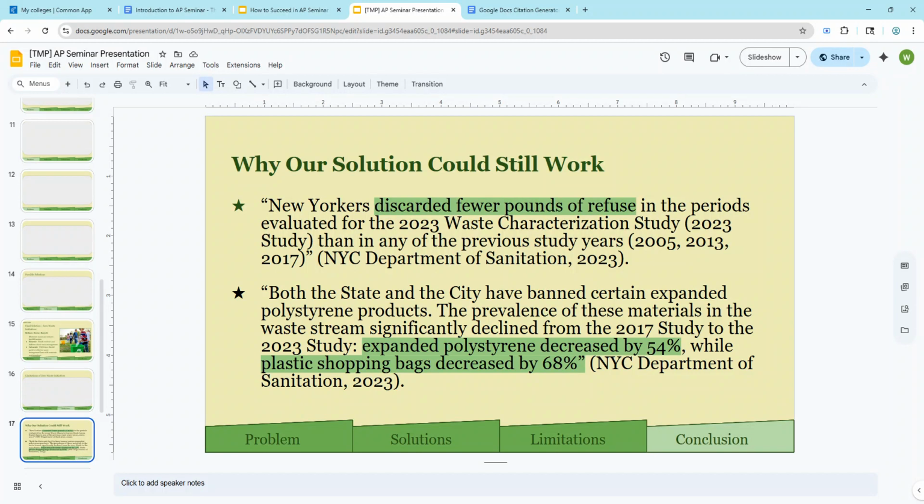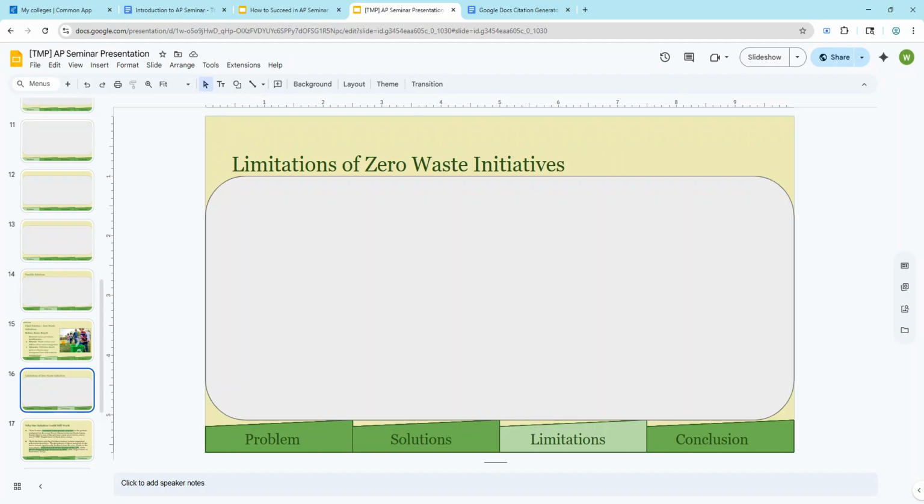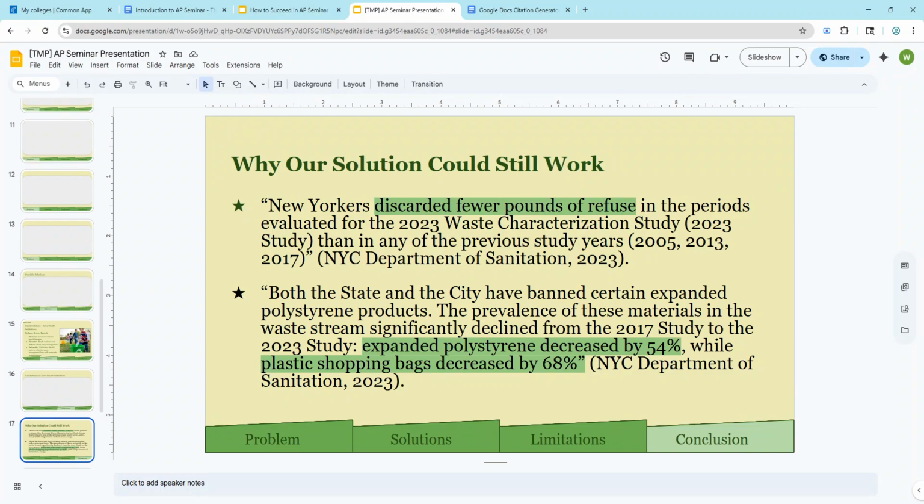So first, we talked about zero waste initiatives. Then we talked about the limitations of this final solution we think is the most effective and optimal. And then I'm going back to emphasize despite the limitations, our solution still works, right? So this is effective repetition. The main repetition here is proving how our final solution is the best solution out of whatever we looked at.